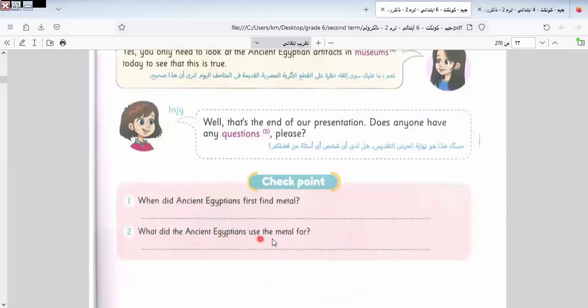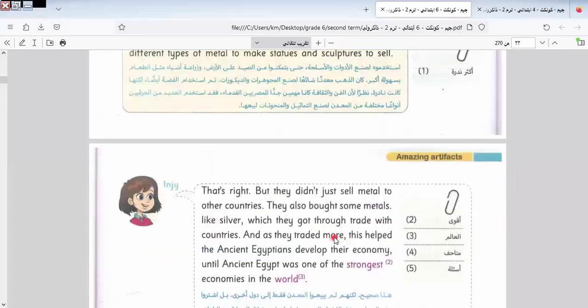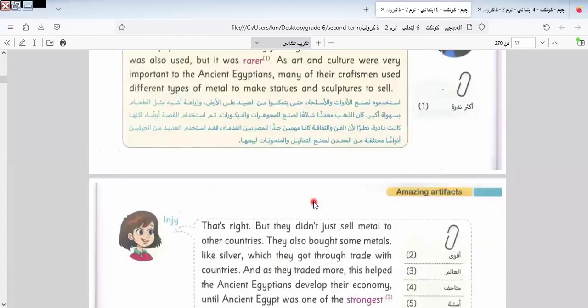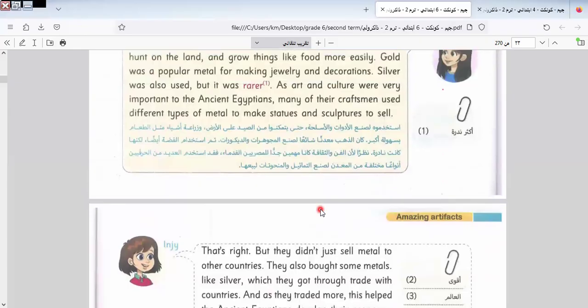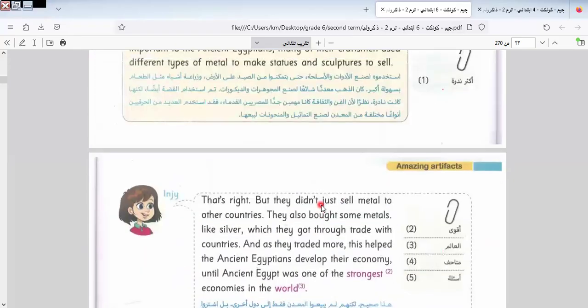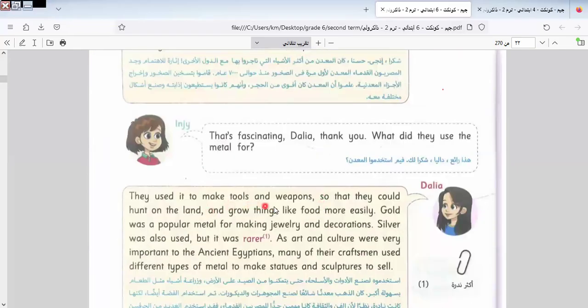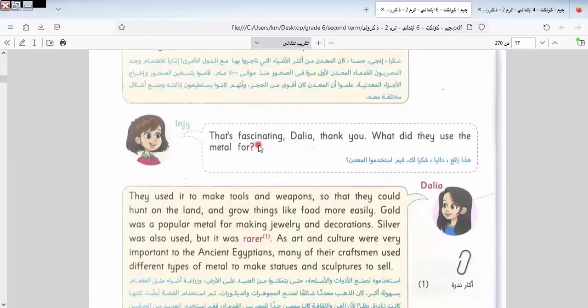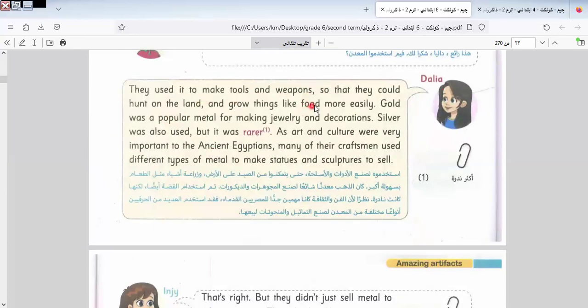What did ancient Egyptians use metal for? As we told here before, keeping from the text, they used metal for what? For weapons and tools. Okay, let's go. Here they used metal. That is fantastic, Dalia. Thank you. What did they use metal for? To make tools and weapons, so they could hunt on the land and grow things like food more easily.